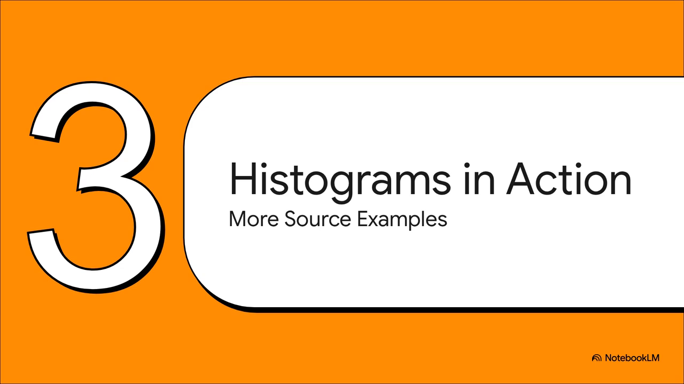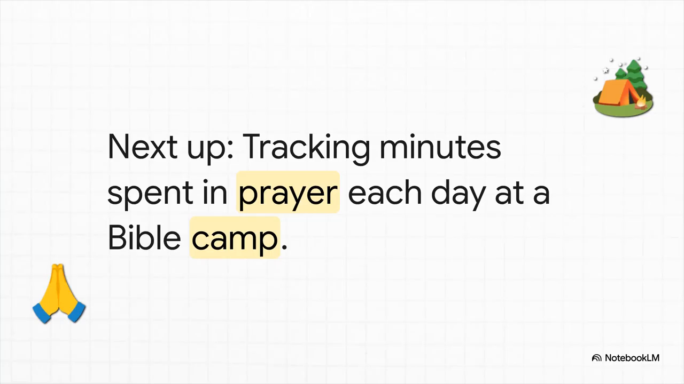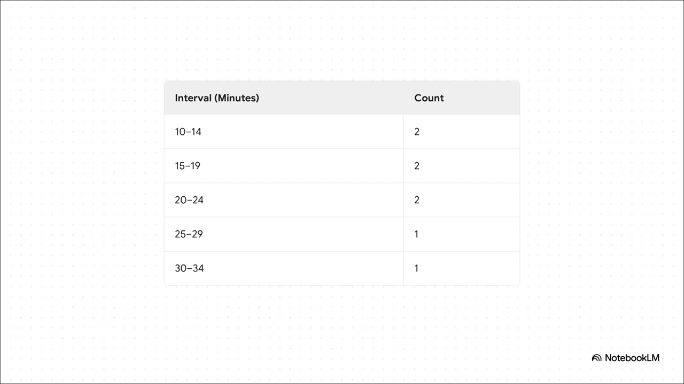The goal here is to see how different types of data might need a slightly different approach. All right, our next example tracks the number of minutes students spend in prayer each day at a Bible camp. Just like before, we're starting with a simple list of numbers, but this time, you'll notice the numbers are clustered a bit closer together. So for this one, we're using intervals of 5 minutes. Now, this is a key decision. We used intervals of 10 before, but with this data set, smaller intervals of 5 give us a much more detailed view. See, the size of your interval can totally change the story your histogram tells. Go wider for a broad overview or narrower for a closer look.